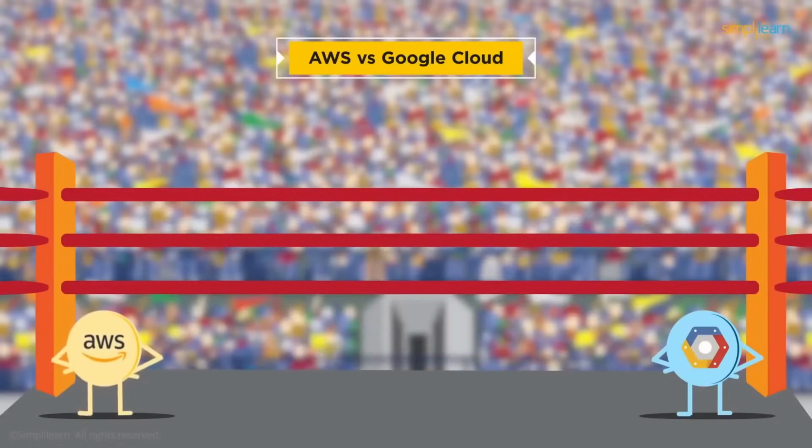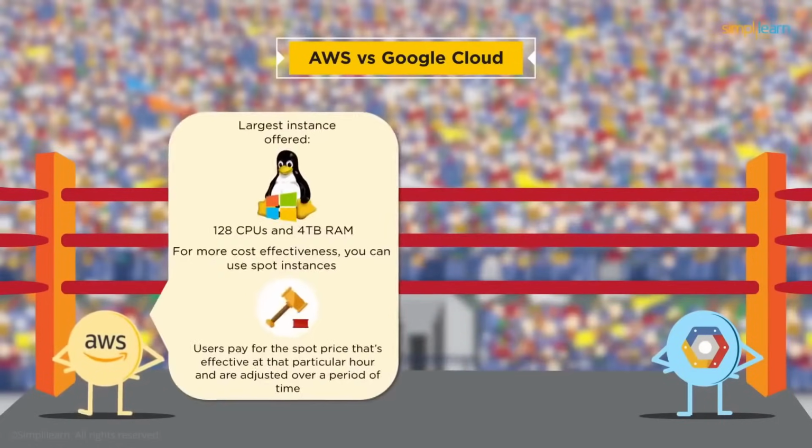Now let's talk about how you can configure instances. With AWS, the largest instance that's offered is of 128 CPUs and 4 TBs of RAM. Now, other than the on-demand method, like I mentioned before, you can also use spot instances. Now, these are for situations where your application is more fault-tolerant and can handle an interruption.